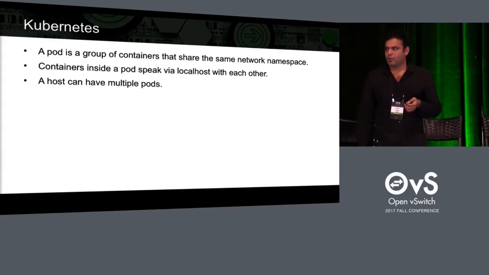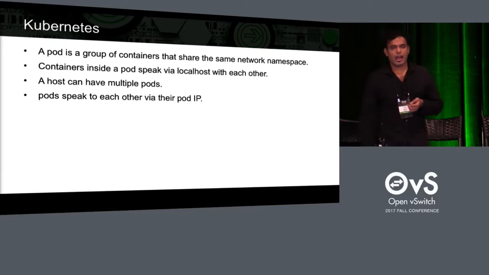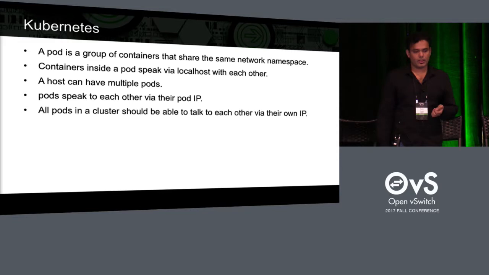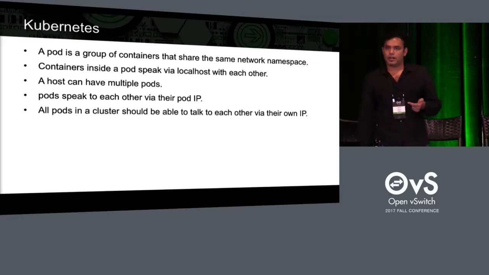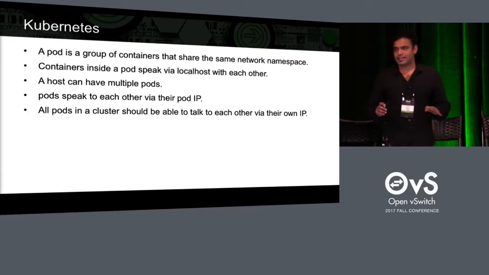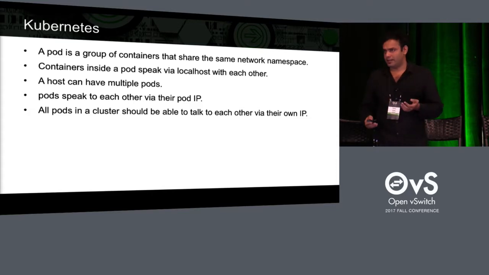A host can have multiple pods. It's really up to Kubernetes where to schedule the pods. And when they speak to each other, they have to use their own IP address. So the next one is important. In the case of OpenStack, which is a truly multi-tenant system, you can actually have Coke and Pepsi right next to each other. They can have the exact same IP address, and they can't talk to each other. But in the case of Kubernetes, that's not the case. Everyone should be able to talk to everyone else in your cluster, even if it is 1,000 machines, and they should use their own IP address.